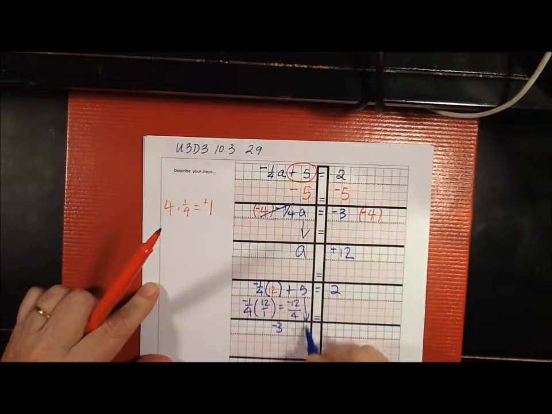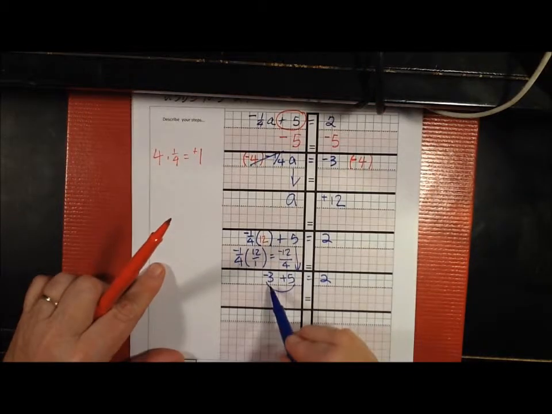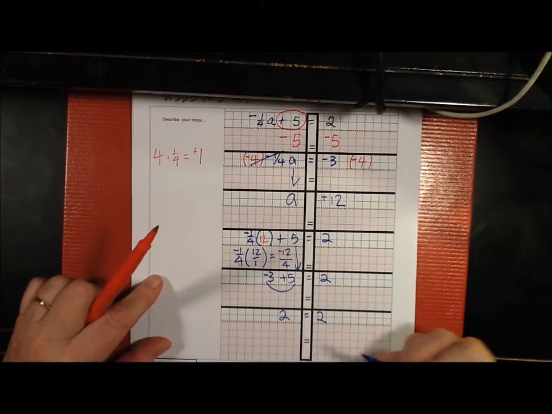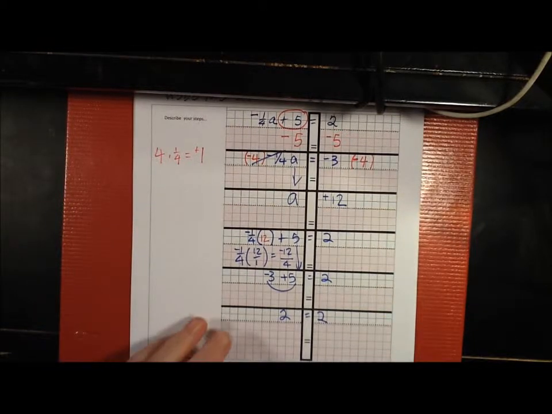And that 5, I haven't forgotten about him, so he's going to come down. And then I'm going to combine my like terms. Negative 3 plus 5 is 2, and 2 equals 2. So that's number 29.